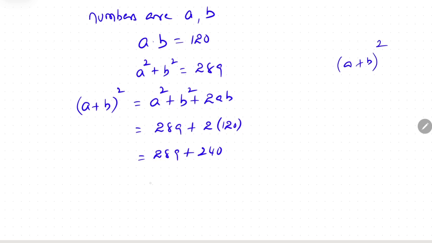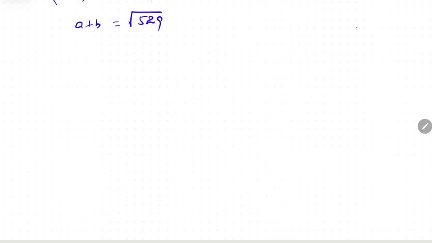So in total, 9 plus 0, a plus b whole power 2 is equal to 529. We should get only the a plus b value now, so applying roots on both sides, a plus b is equal to root of 529. Now we find the square root.